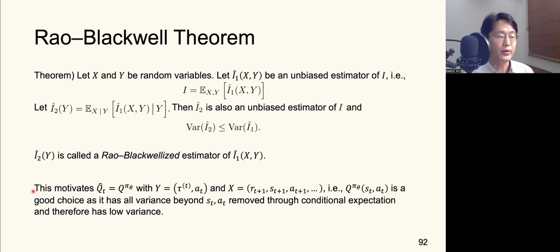So this Rao-Blackwell theorem motivates the choice that q hat should be equal to q pi theta, where you let y be the random variables, trajectory up to st and action at, and x is the remaining randomness, the future randomness. So in other words, q pi theta is a good choice as it has all variance beyond the state st and at removed through the conditional expectation, and therefore has a low variance.